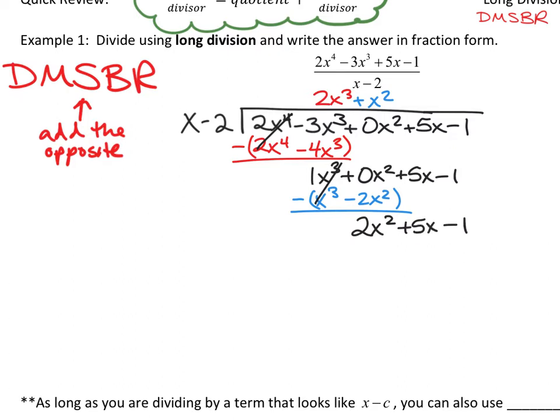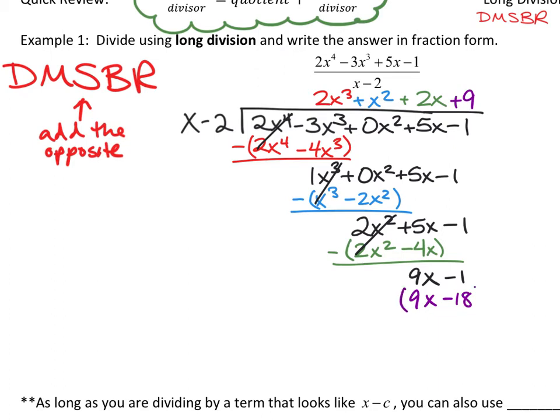Repeat. 2x squared, the new front term, the new leading coefficient, and that's what you can call this, divided by x, is positive 2x. Positive 2x times x is 2x squared. 2x times -2 is -4x. Again, we're subtracting. These would cancel, and I'm adding the opposite, so that means I have 9x. Bring down. Repeat. 9x divided by x is 9. 9 times x is 9x, and 9 times negative 2 is negative 18. But remember, we're subtracting, which means we're adding the opposite. Negative 1 plus 18 is 17.